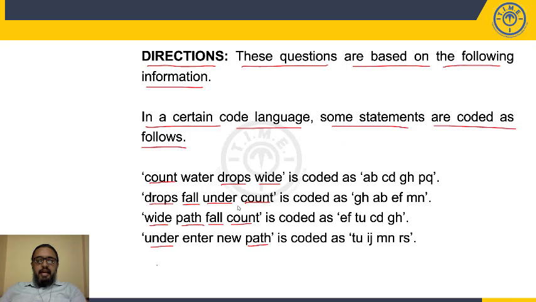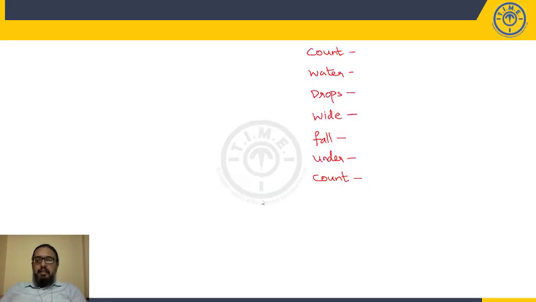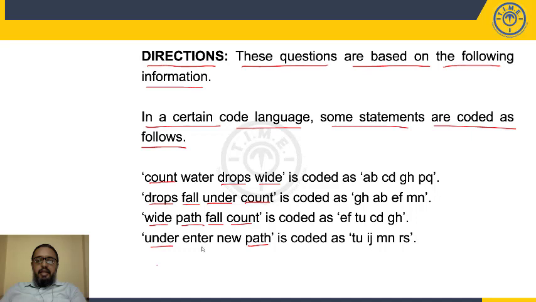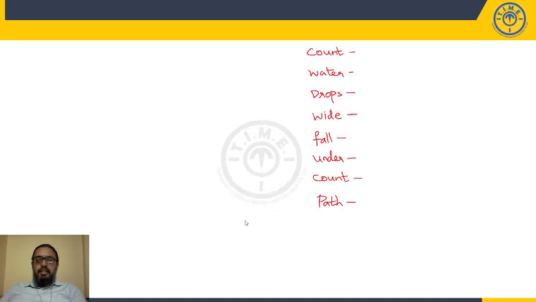Okay. Then we have wide, path, fall, count. So fall and count are already repeated and wide is also repeated. So I will write only path. So path is the word from the third sentence. The next, under, enter, new, path. Now under is already repeated and path is also already repeated. So only we will write enter and new. So this is the list of all the different words which are not repeated in the sentences.